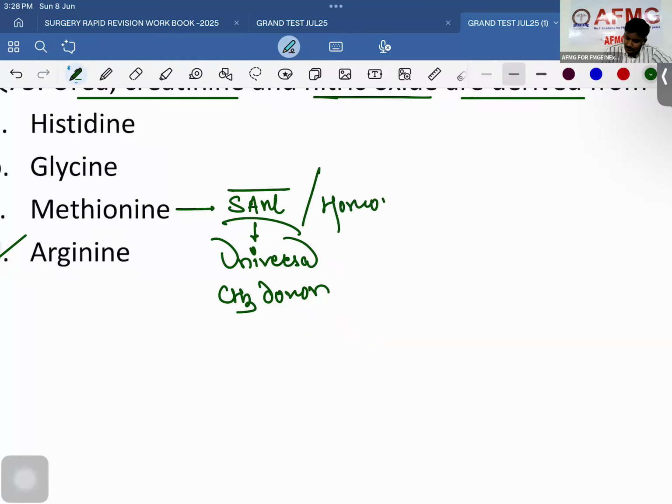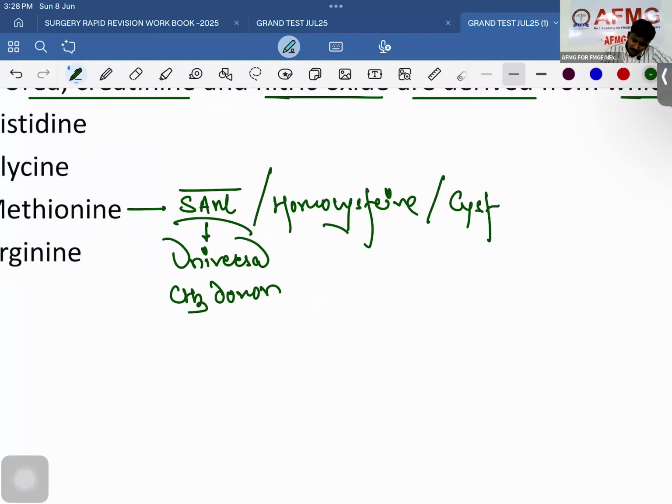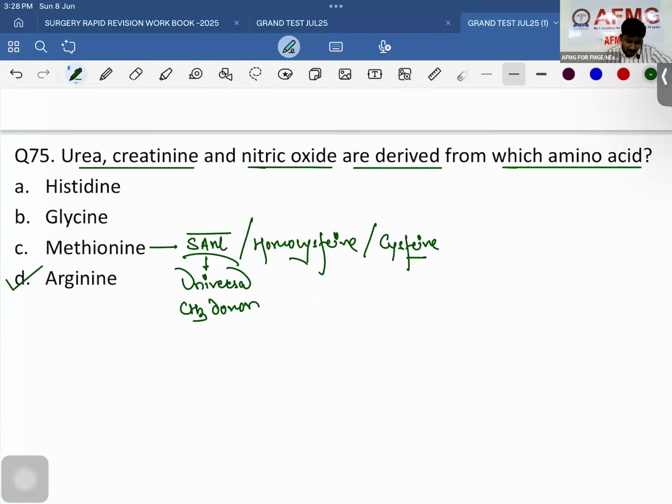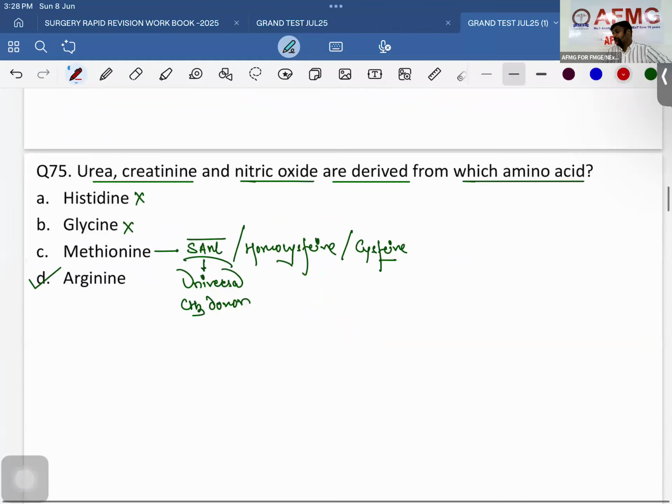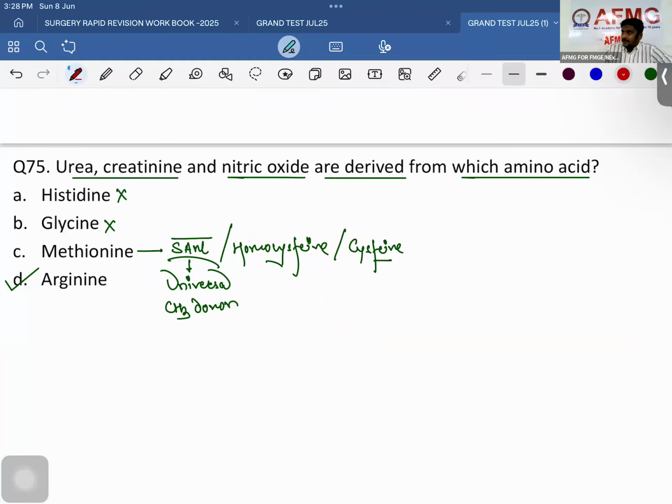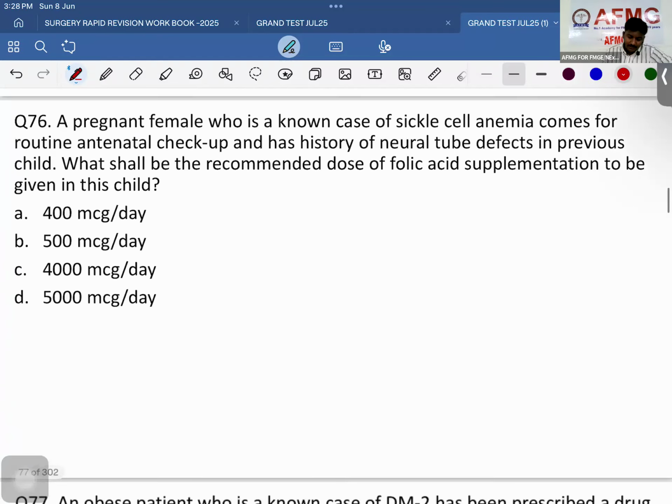Second, methionine is also responsible for production of a toxic amino acid known as homocysteine. And third, another amino acid known as cysteine beta. These amino acids are formed with the help of methionine itself. Glycine and histidine I have already told you. Clear है बात?